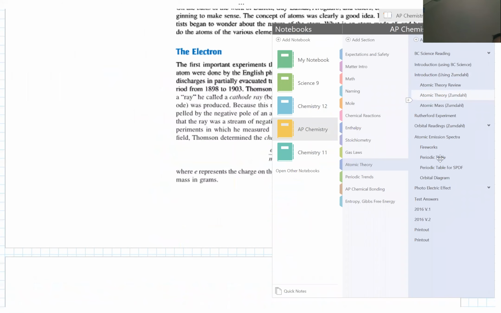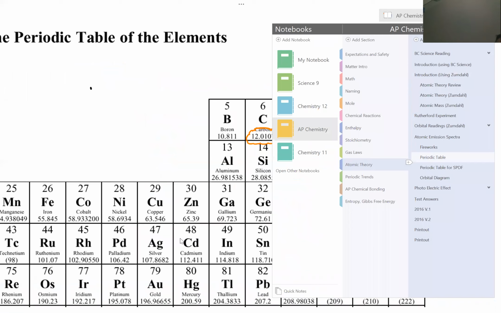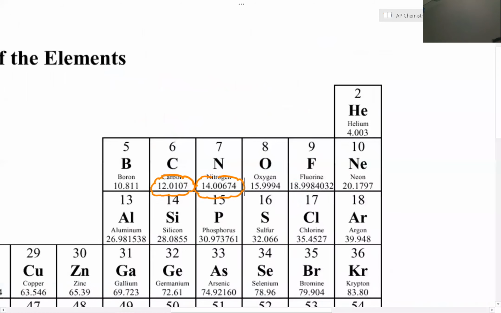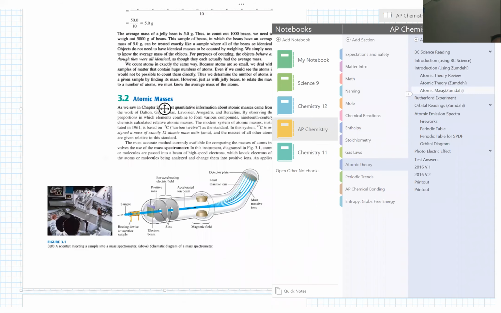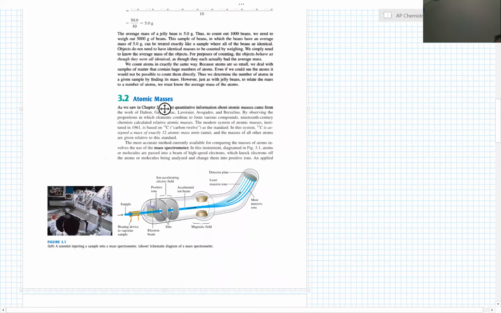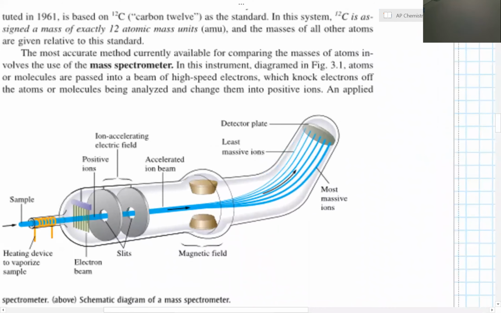Now, the last thing that you should have been aware of in regards to the atomic mass is notice the atomic masses are not absolute numbers. You notice carbon here is 12.0107. And again, back in grade 10, they talked about the idea of isotopes. Okay, and how did they determine the mass of isotopes? Is through something called a mass spectrometer.